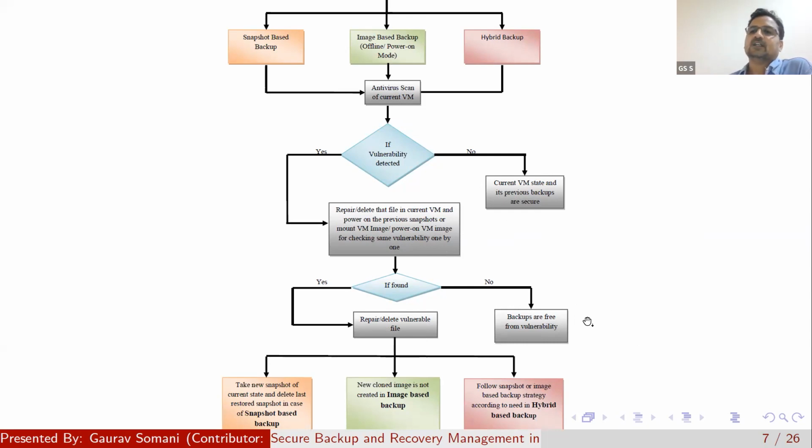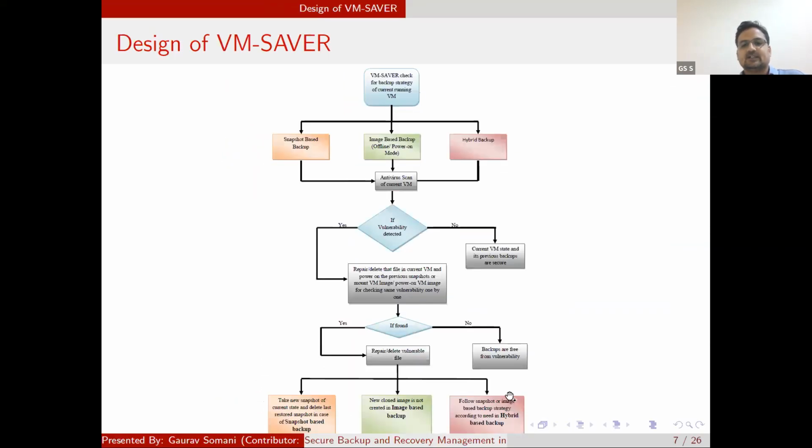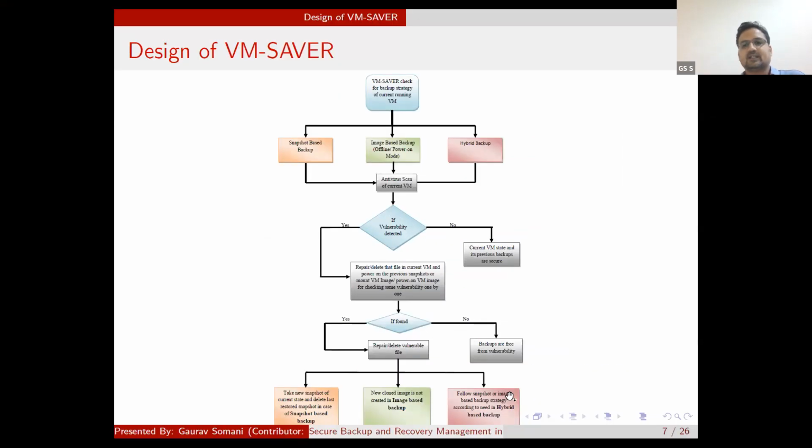Remember, whenever you are going backward, a VM comes where there is no vulnerability of this type. It means in previous versions also that vulnerability will not be there. After you repair or delete the vulnerable file, you take a new snapshot, clone, or hybrid backup. This is the overall solution which she proposed, right? It is an interesting work. It involved a lot of coding, and it practically works.